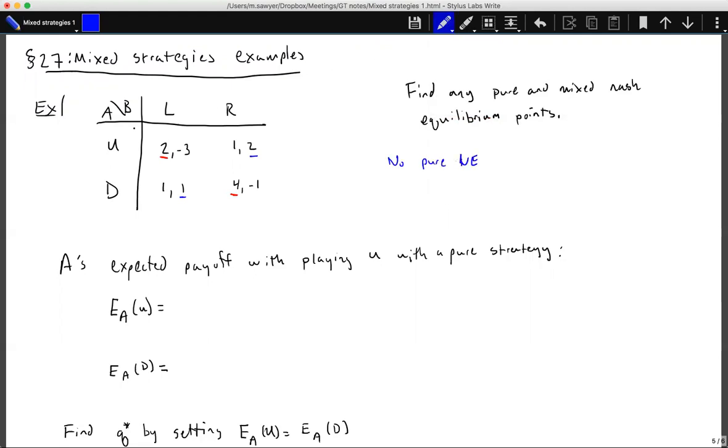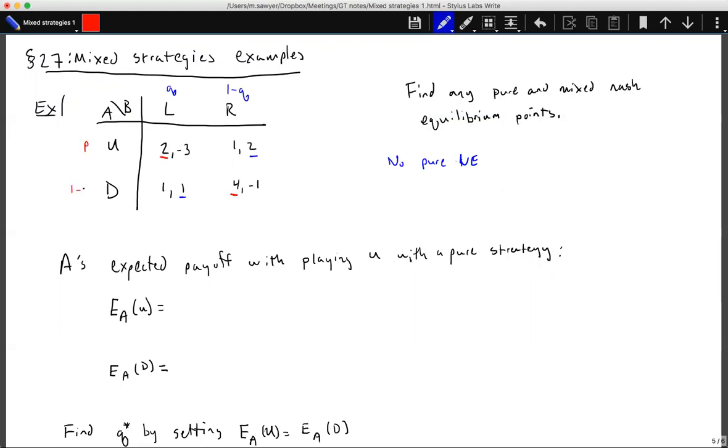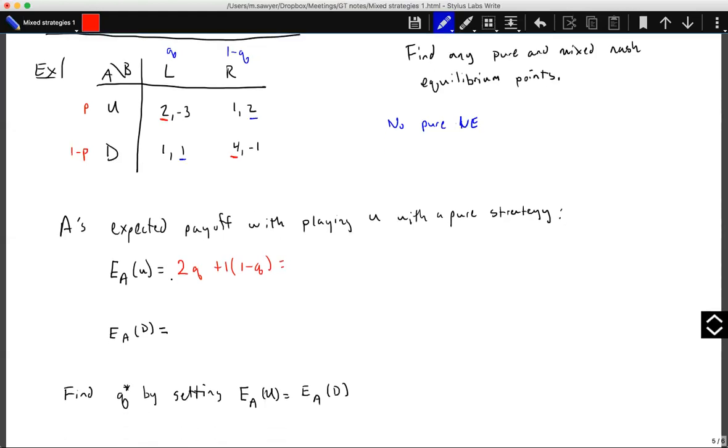So now we look at strategies. Let's assign our P and our Q. It's always helpful to write these next to your matrix so you don't lose track of which one's P and which one's Q. So the expected value for A, if A plays up: we get 2 points every time that B plays Q, plus 1 point every time B plays 1 minus Q. Again, this is A's payoffs.